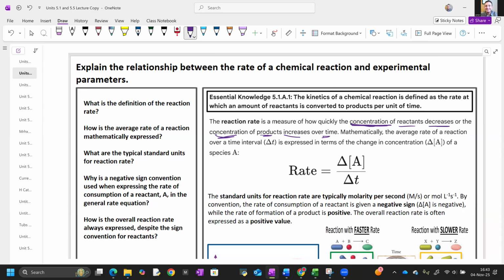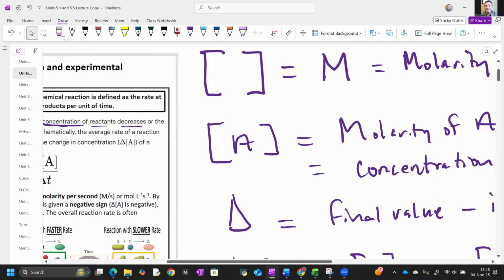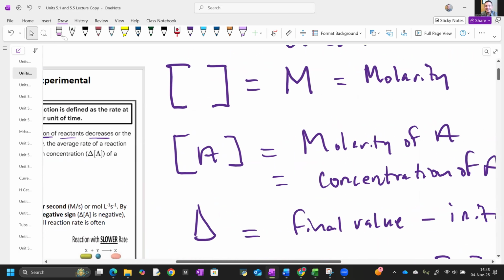And so mathematically, the average rate of a reaction over a time interval is expressed in terms of the change in concentration over time. And you see this equation that I have written here. And so what we see there is there's some unique characters that maybe we are not familiar with. And so we're going to go over those, and we're going to look at some of my bad handwriting, but we're going to make sure we understand this.